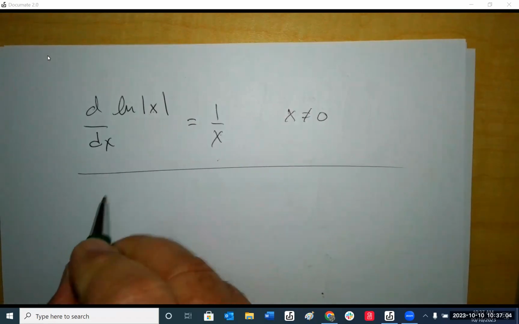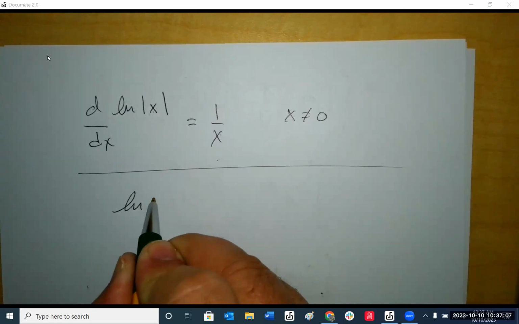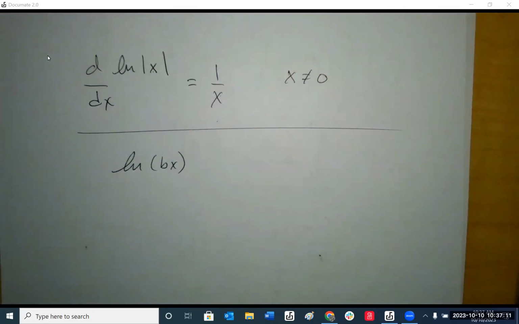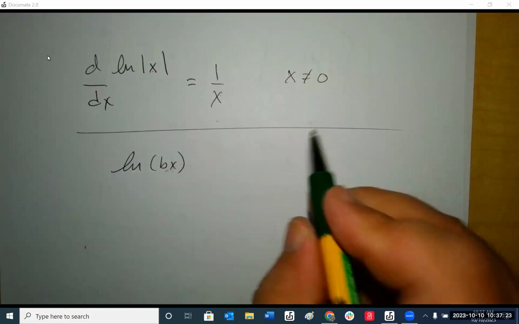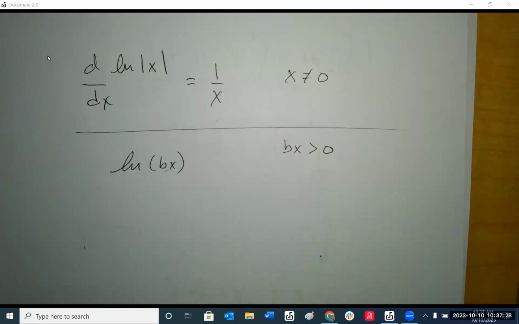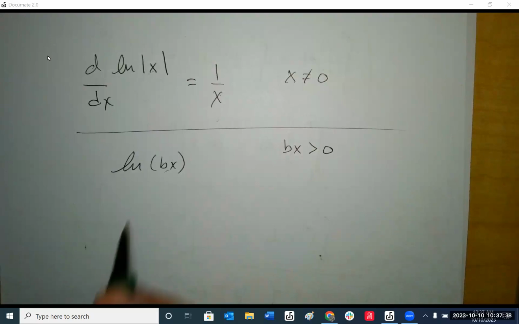Well, what if we had a coefficient inside there? The restriction here is this product has to be greater than 0. What's the derivative?